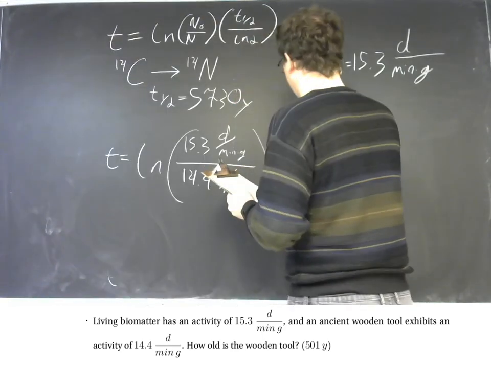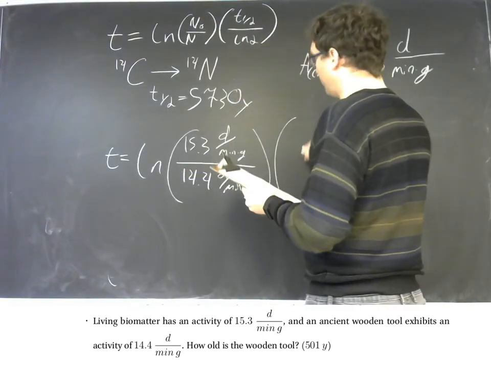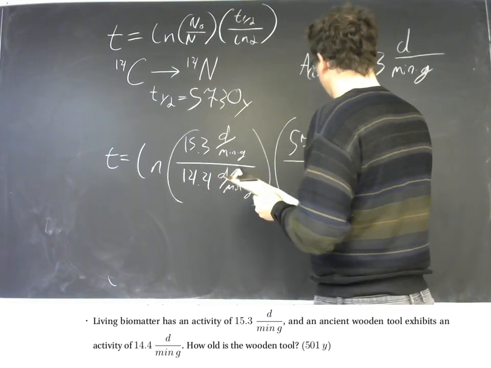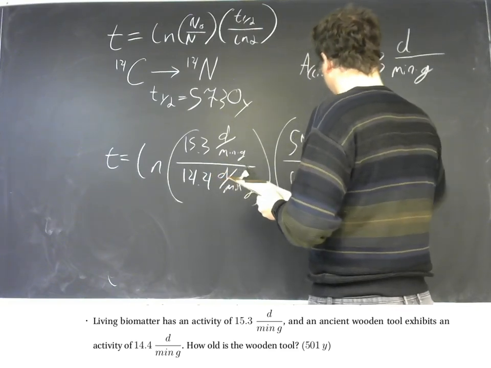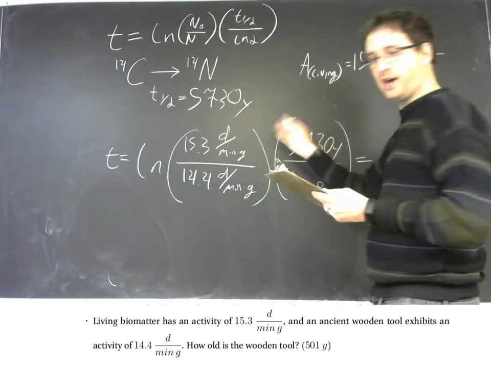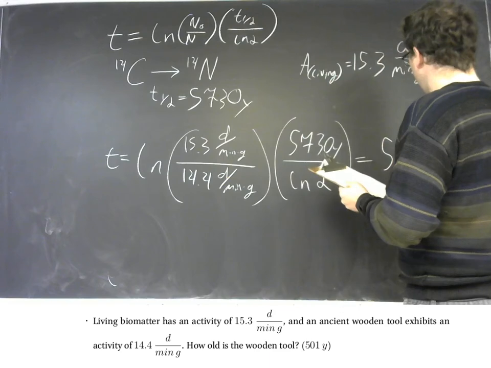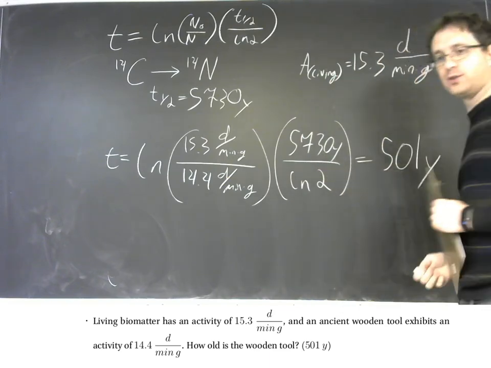And the half-life is 5,730 years. We have a natural log of 2. So we put that in our calculator, pretty straightforward calculation, and we get 501 years old.